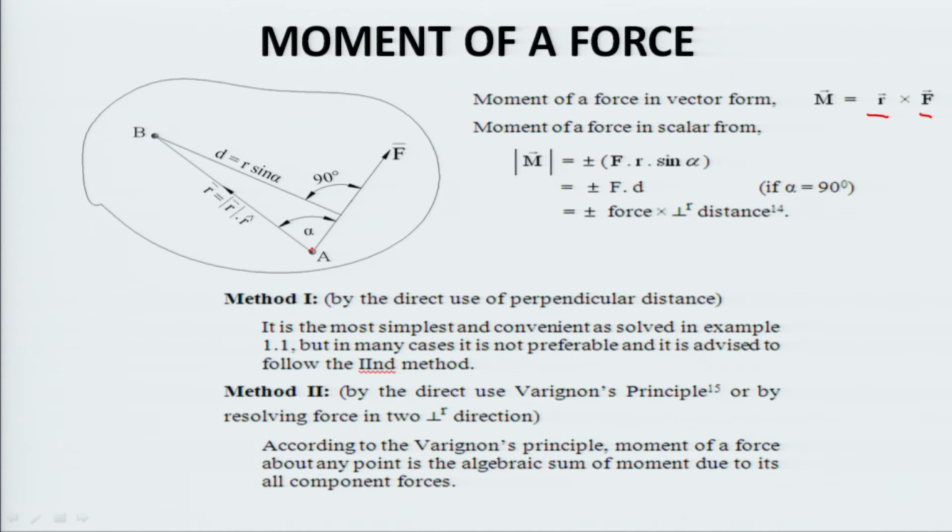Force F is acting in this figure. This is the body and a force is acting at point A, and we need to find out the moment at this point. And this point A makes angle alpha with this line.